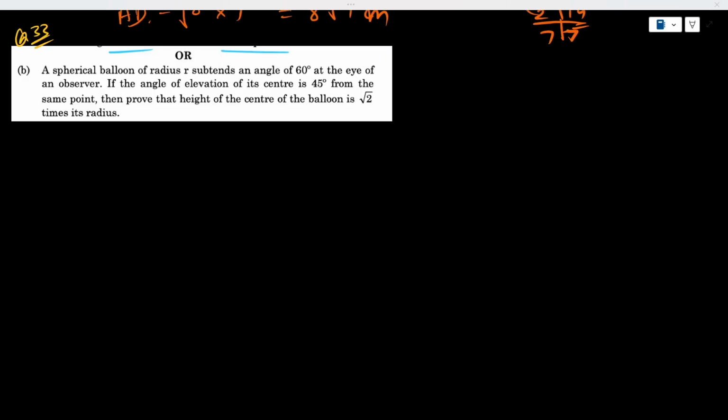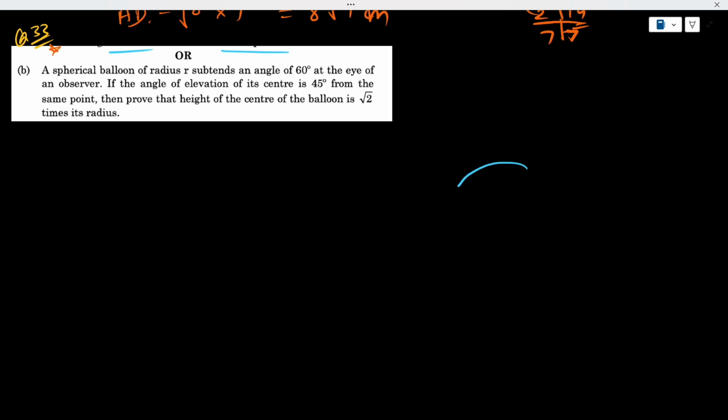Now this is Orbit's 33rd question. How are you going to solve it? A spherical balloon of radius r subtends an angle of 60° at the eye of the observer. If the angle of elevation of its center is 45° from the same point, then prove that the height of the center of the balloon is root 2 times its radius.